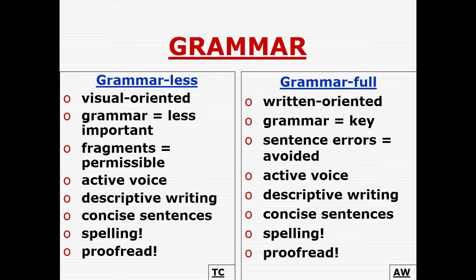For academic writing, it's more on grammarful. We have to be careful with our grammar when it comes to academic writing. Why? This is more written oriented. Grammar is the key, and the sentence should not be fragmented. We're almost the same thing. We're using active voice, and at the same time, we have descriptive writing, concise sentences, spelling, and proofread. Spelling and proofread is also important both for technical writing and for academic writing.